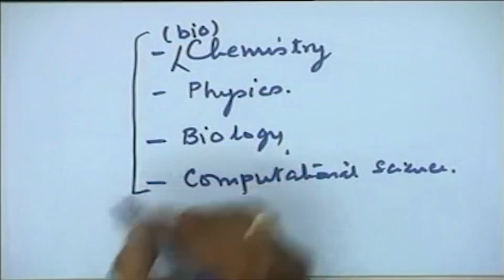That means, for example, site directed mutagenesis. What happens if an amino acid is removed and another amino acid is inserted in the protein chain? Its structural behavior can be very easily understood with computer graphics, whereas doing it experimentally is probably a Herculean task. These are some of the basic sciences which are important.